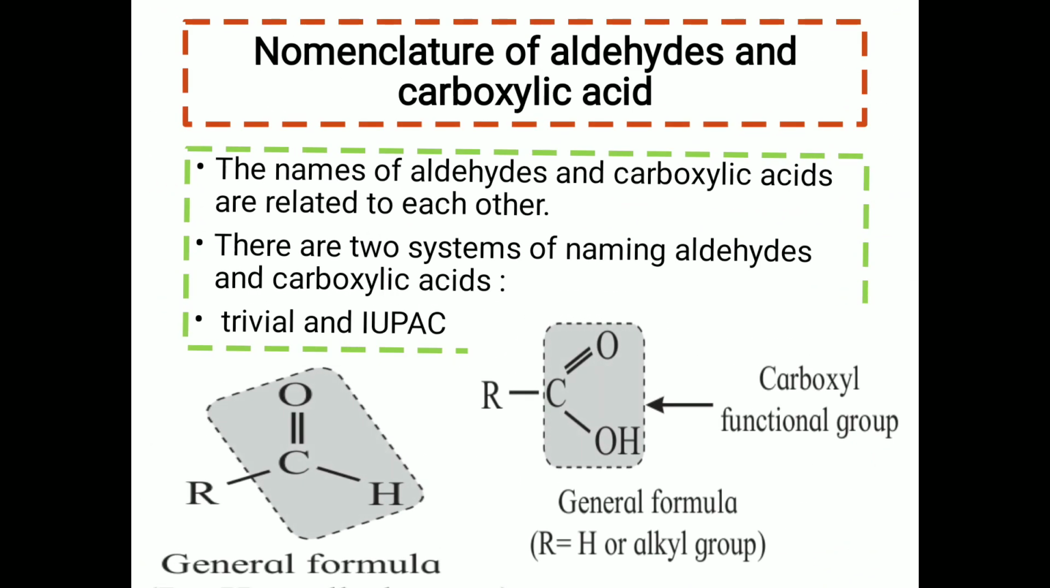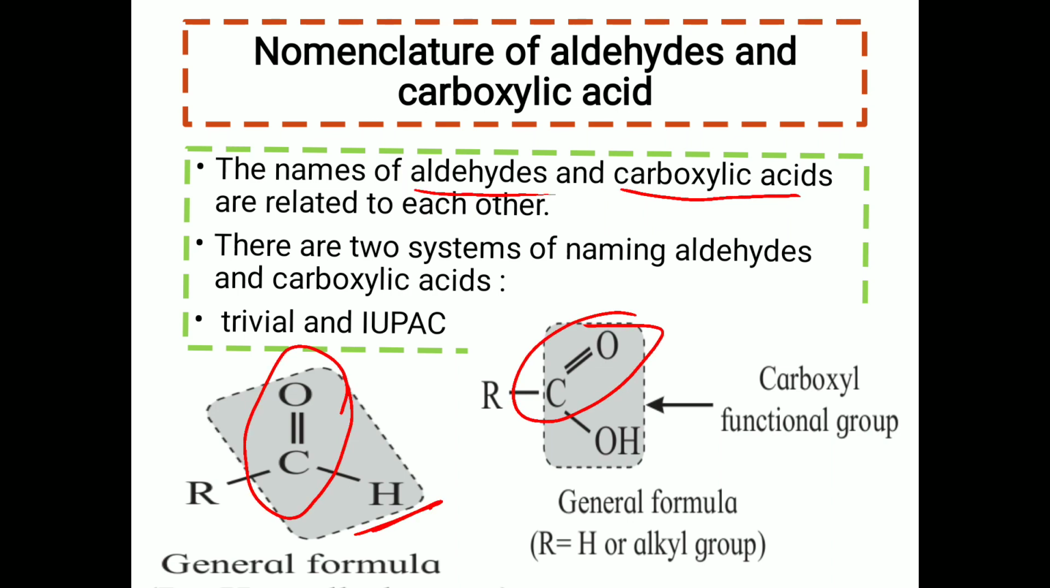Now, in the nomenclature of aldehydes and carboxylic acids, the names of aldehyde and carboxylic acid are related to each other. As we see in the general formula of aldehydes and carboxylic acids, both contain the same carbonyl group, C double bond O, which is common in both. But in the aldehyde it contains a single H, and in the carboxylic acid it contains OH. The only difference is one extra OH, the hydroxyl group. So the names of both are related to each other.